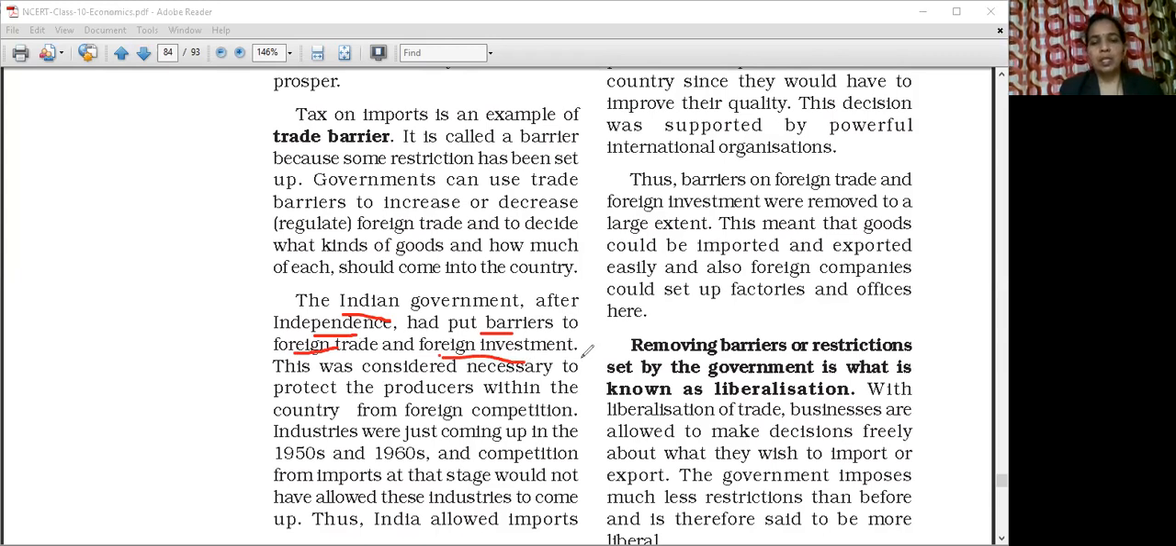This was considered necessary to protect the producers within a country from foreign competition. The economic situation of the country was not good when India got independence. So it was necessary to protect local businessmen, local traders and local producers. That is why there were restrictions on foreign goods and investment in the country.